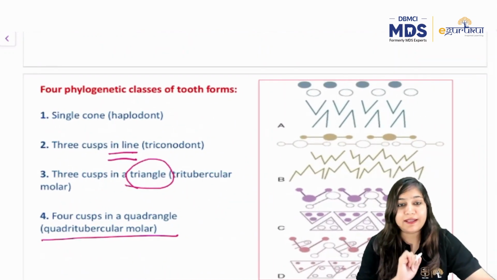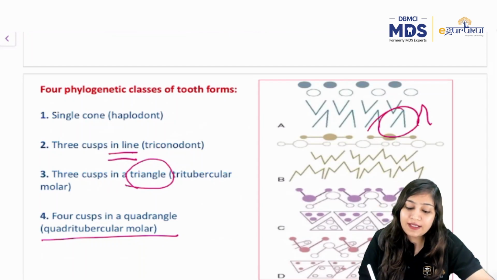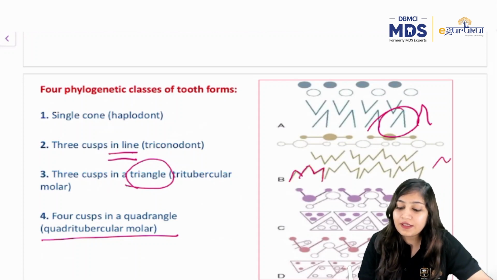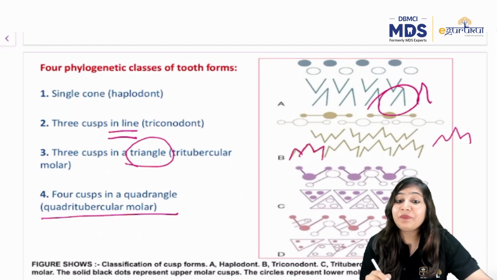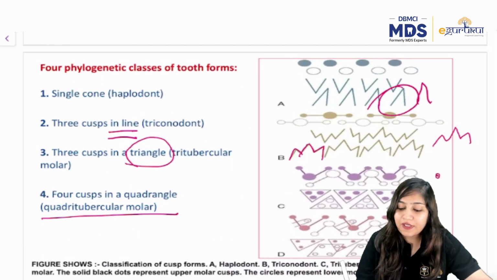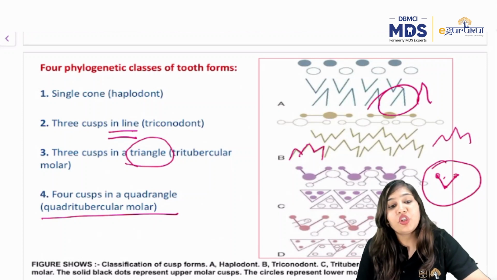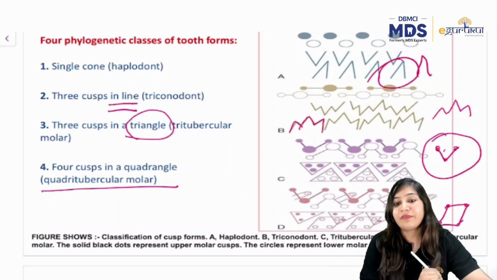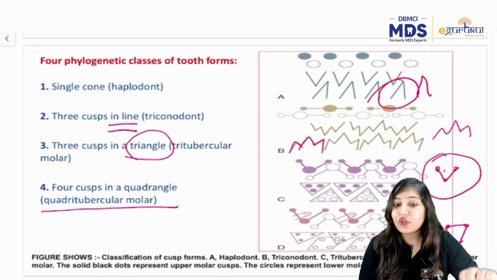We have a diagram for the same. Here you can see single cone. So this will be haplodont. Here you can see 3 cusp in a line. They are present in a line. So it will be trichodont. Then we have 3 cusp in a triangle form. Here we can see triangle. So this will be tritubercular molar. And the last is, we have 4 cusp in a quadrangle. This will be quadrangle, right? So it will be quadritubercular molar.